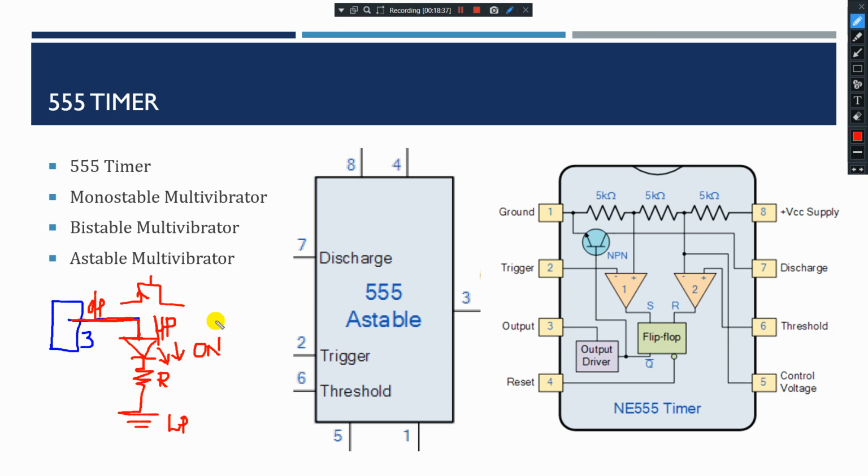The higher voltage, plus 5 volts, is the source. This is called sourcing: when the load is connected to ground and the supply comes from pin number 3.